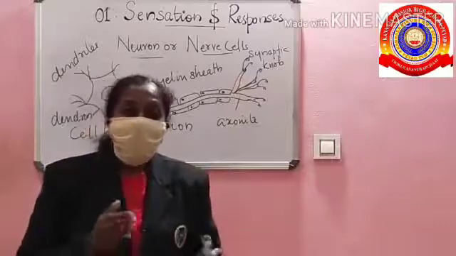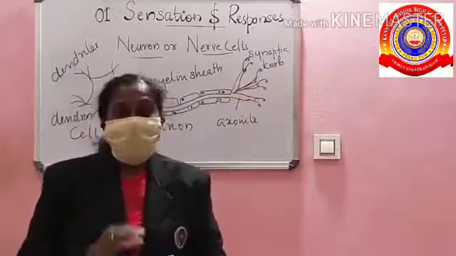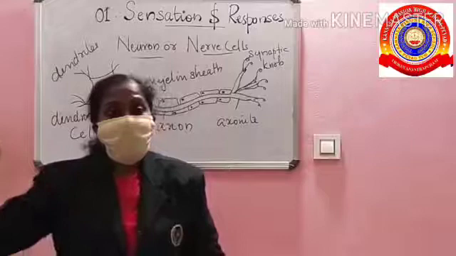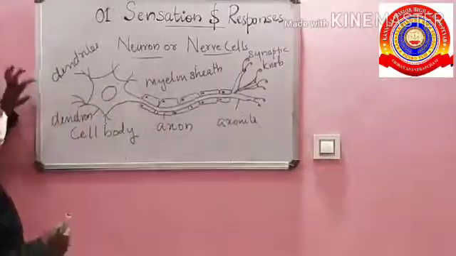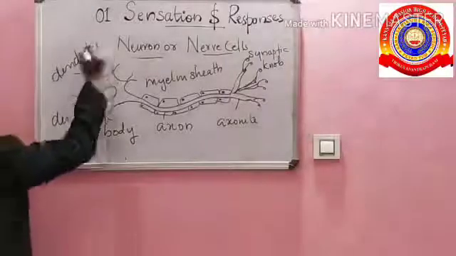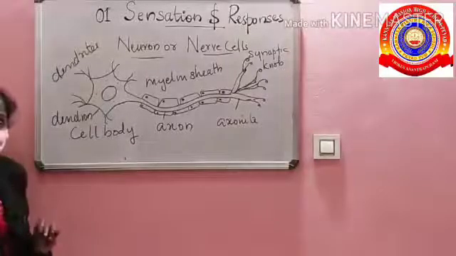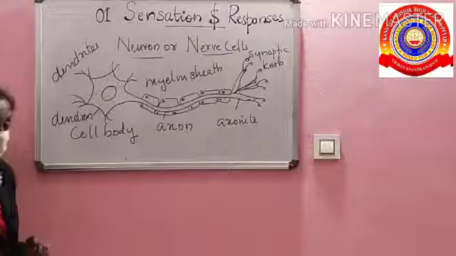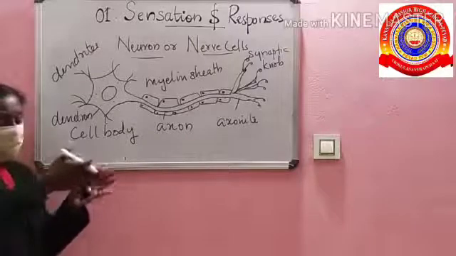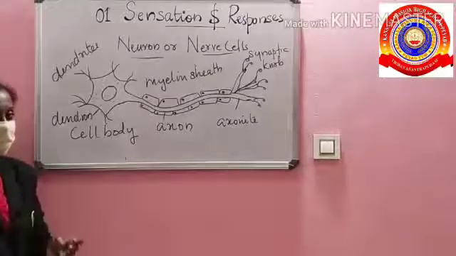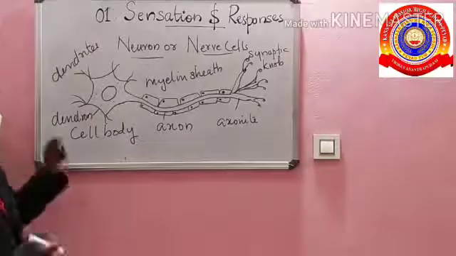Now we will learn the function of the neuron, how the impulses reach the brain. Okay, first one: impulses from the adjacent neuron. What do you know about adjacent? Just near the neuron, just near to the cell. That is called adjacent, just near.